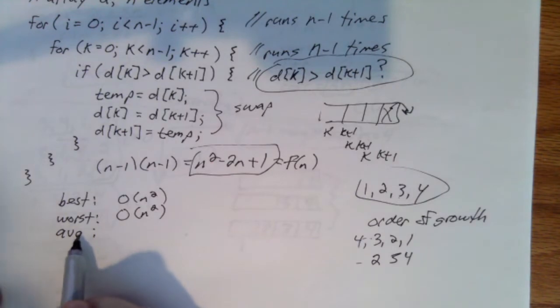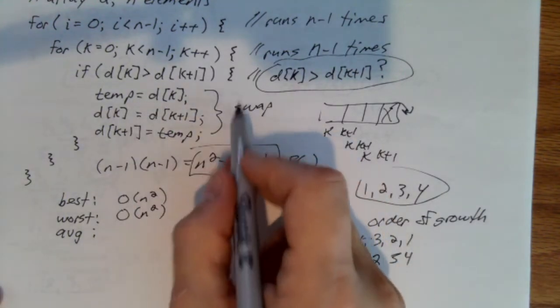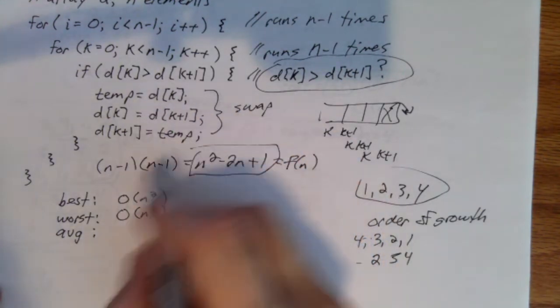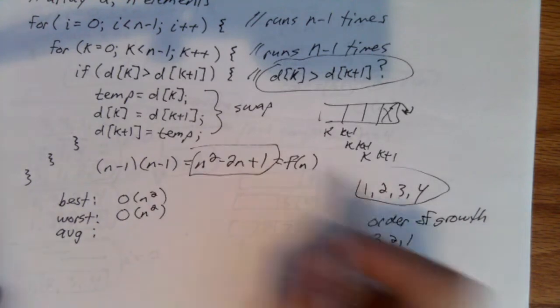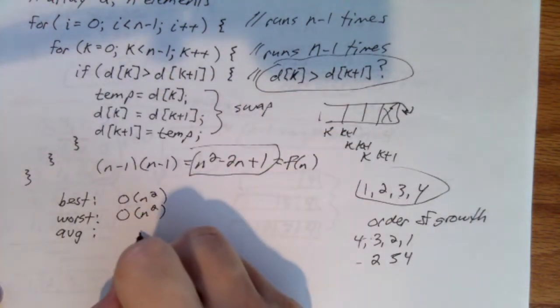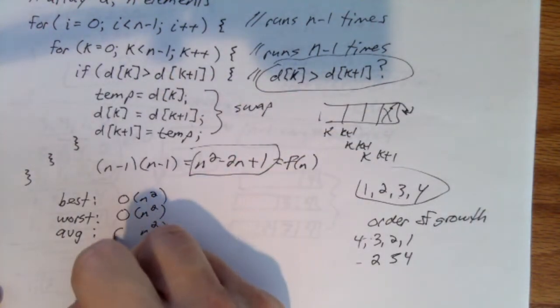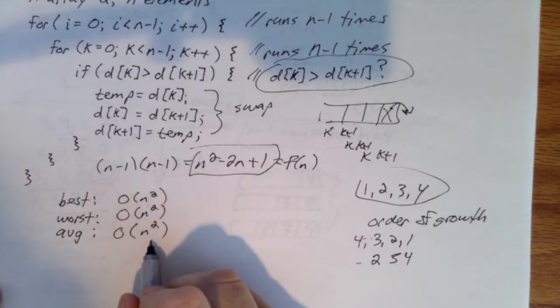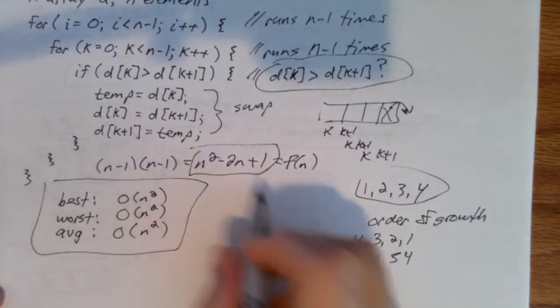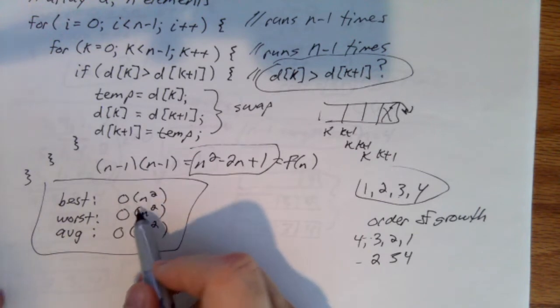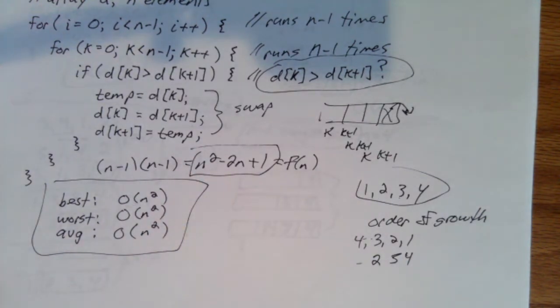And then finally, average case, the number of swaps will vary depending on what the actual order of the data is. But this question here still is asked big O n squared times. So for this implementation, here's the big O values for all these. Let's look at a different version.